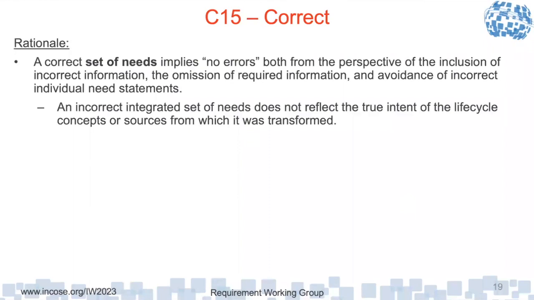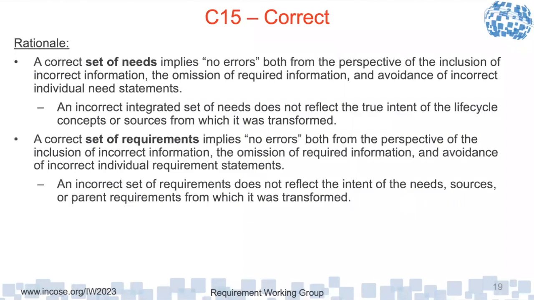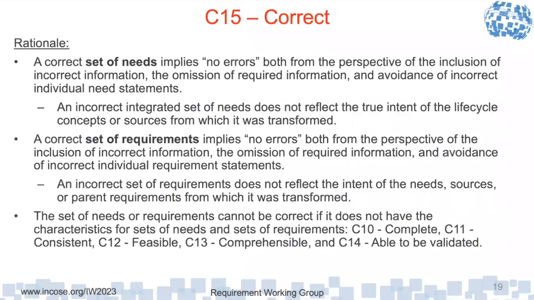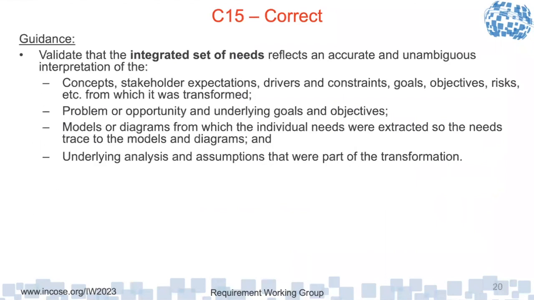The tools definitely can't tell you that. So that's one reason why it's important with activities. All the activities that we define in the needs and requirements manual are really to help with consistency, correctness, and completeness. The same kind of thing applies for a set of requirements: no errors, and so on. A set of needs and requirements cannot be correct if you don't have those other characteristics for sets. There's a lot of overlap between all these characteristics.